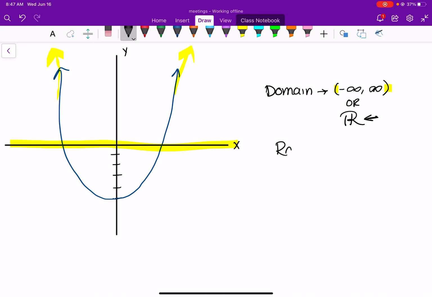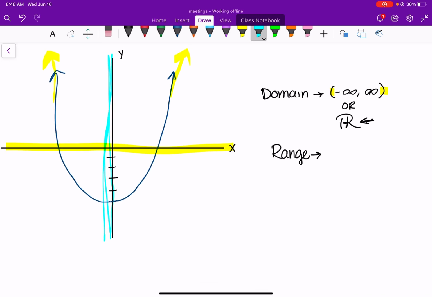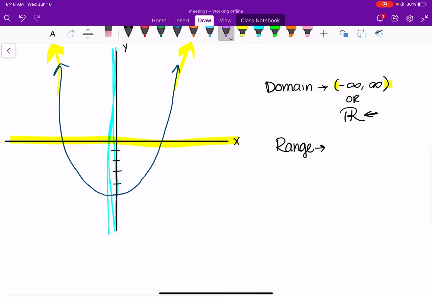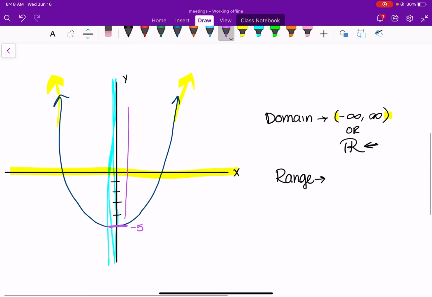For the range, again, remember my range is my up and down, so I'm looking at my y-axis this time, this guy right here. So notice that if I'm starting at the bottom, my particular graph starts right here. So that's 1, 2, 3, 4, 5. So that would be at -5. But as I look up on this graph, notice that he's going to continue going up here, and he's going to continue going up here. So he is going to go out to infinity.